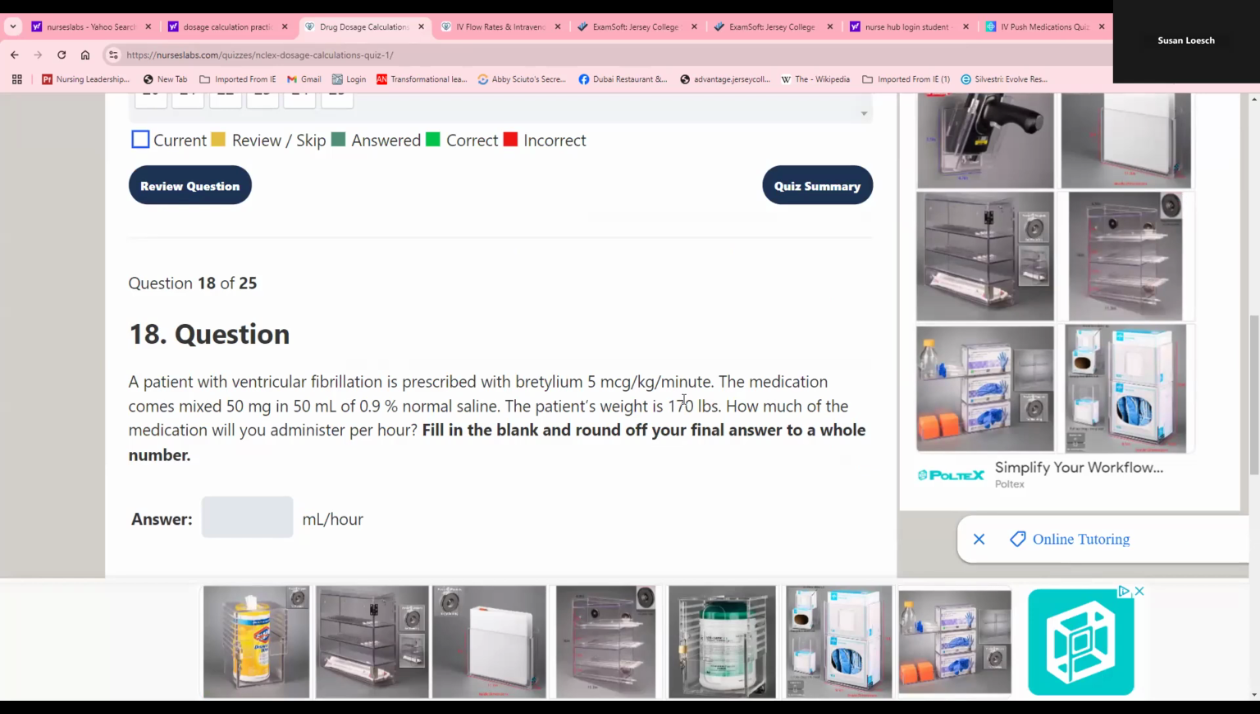So here's where you start with the weight. Write your weight down, 170. Your ordered dose is 5 micrograms per kilogram per minute, so write that down. And on hand, you have 50 milligrams in 50 mLs. All right, let's go to the whiteboard.